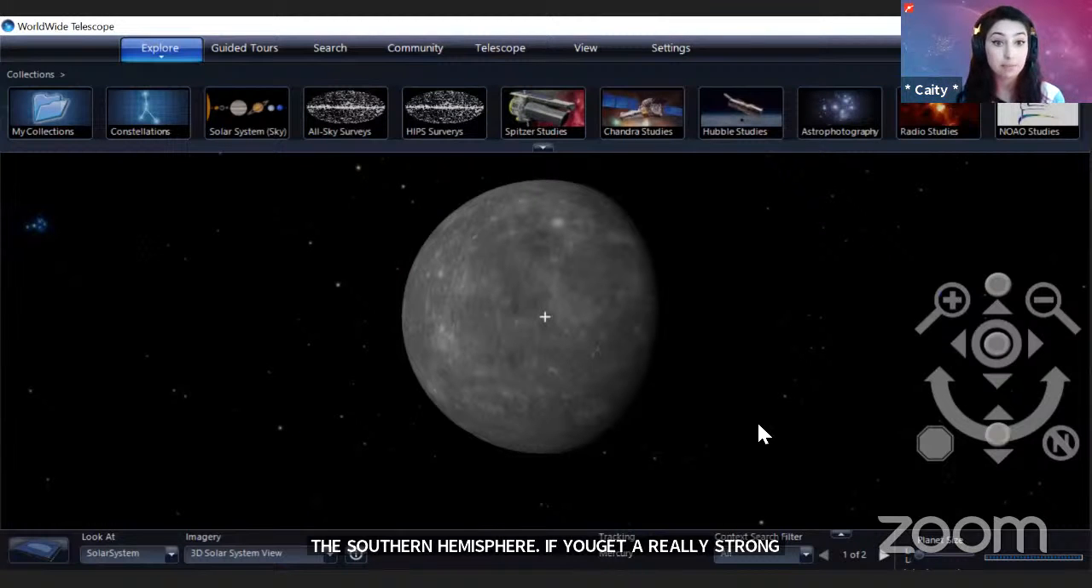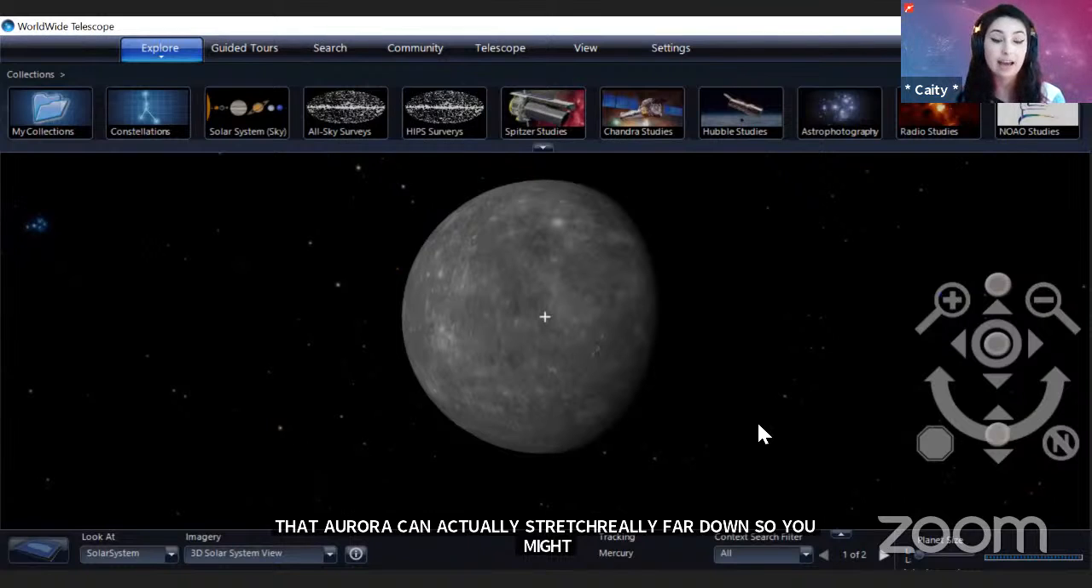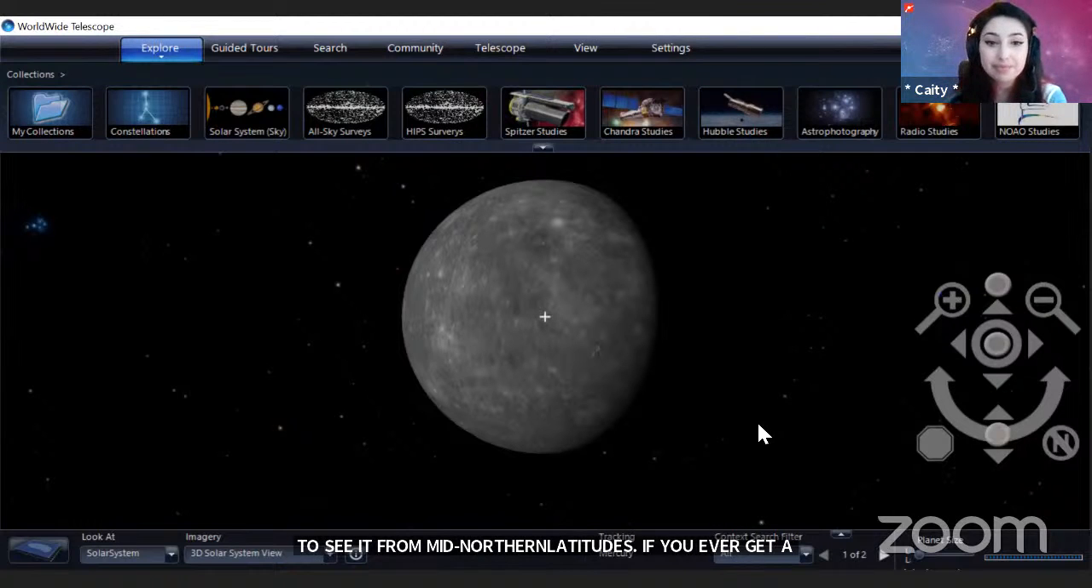And so you might even be able to see it from mid-northern latitudes, maybe a little higher than that. But if you ever get a really strong solar storm, you've got to look out for the aurora. They're really incredible. All right, so here we are orbiting around Mercury.